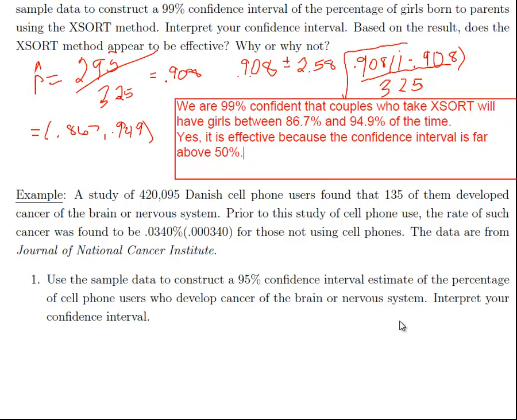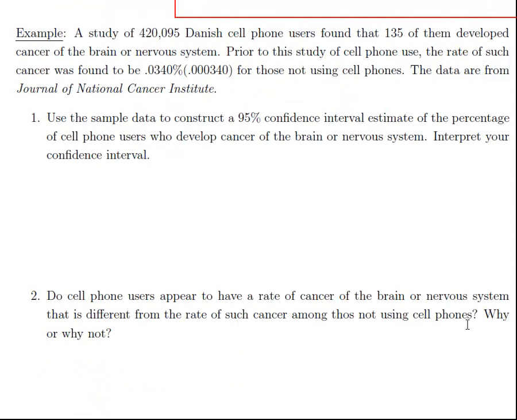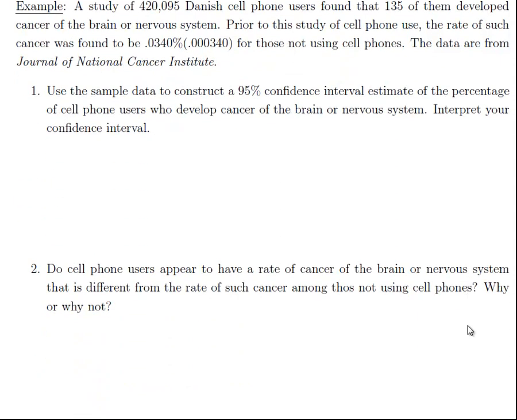Okay, so let's move on to the next example. Here's a study of cell phone users, and 135 of them developed cancer of the brain. Prior to this study, the cancer rate was about 0.034% for those not using cell phones. So the idea here is we want to see if cell phone usage increases the chance of getting cancer. And so we're going to compare our results to the previous value of 0.034%.